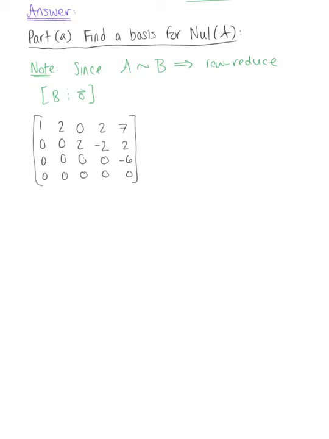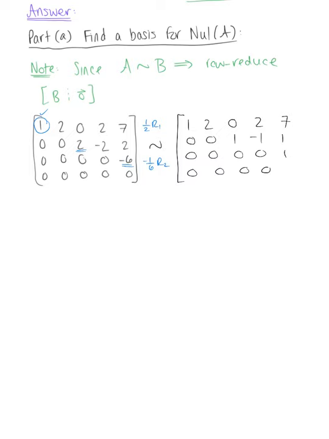Looking at this augmented matrix, we can see that our first pivot position is all set. Moving on to our second pivot here, we can simply reduce this to get us started. So let's do 1/2 row 2, and then we'll do negative 1/6 times the third row, which leaves us with the equivalent matrix 1, 2, 0, 2, 7. We have 0, 0, 1, minus 1, 1. Then we have 0, 0, 0, 0, 1, and 0, 0, 0, 0, 0.